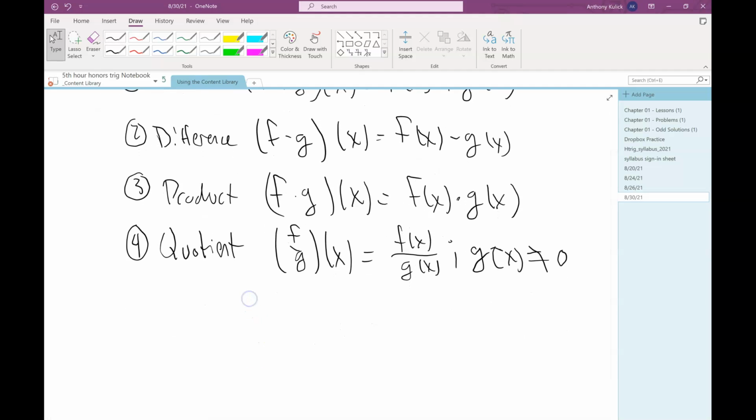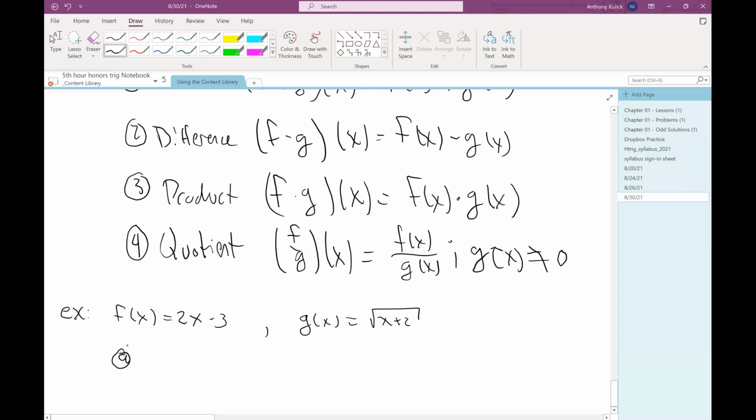Okay. So let's look at a couple of examples here. So let's say my f of x is this function 2x minus 3. Let's say g of x is this function square root of x plus 2. And let's kind of evaluate some of these operations. So let's say I want to do f plus g of x. From our definition above, that's just the same thing as f of x plus g of x, right?